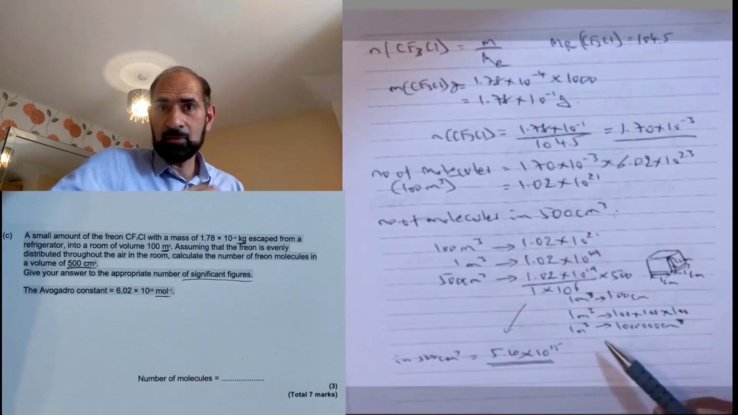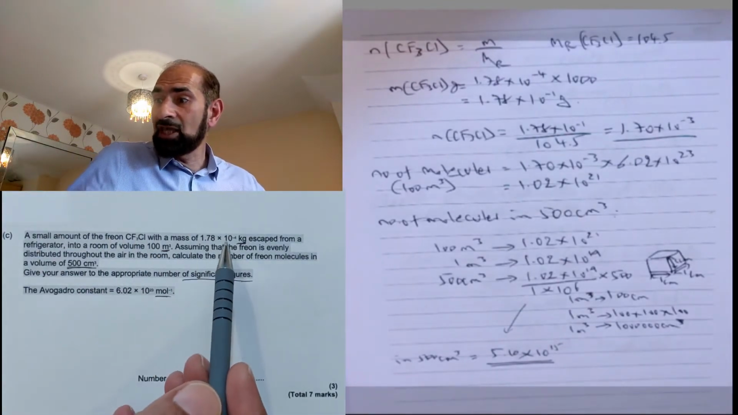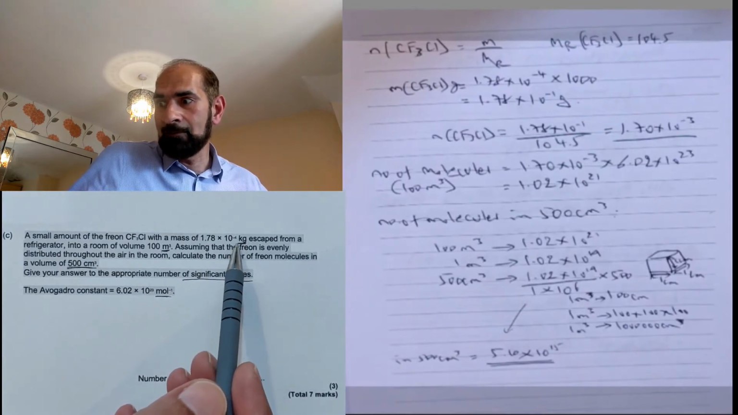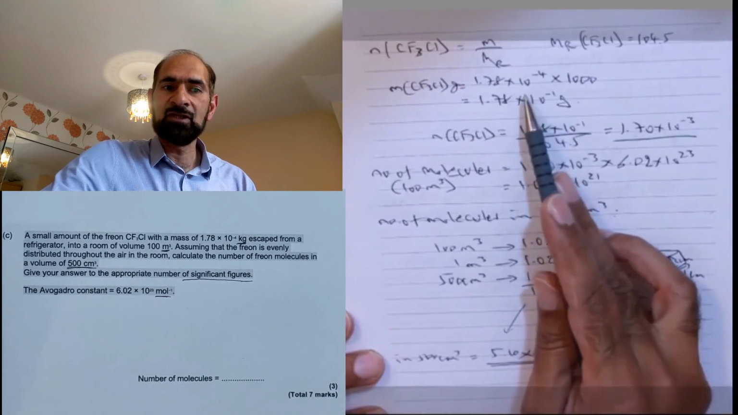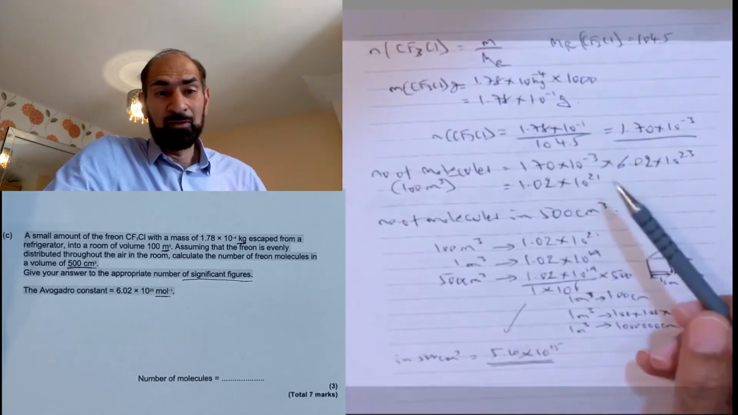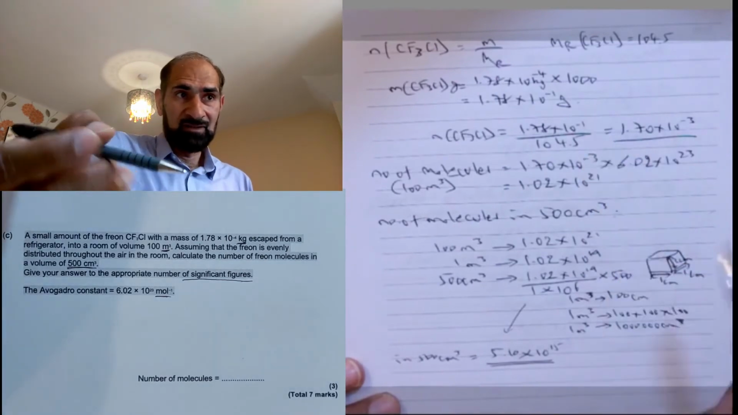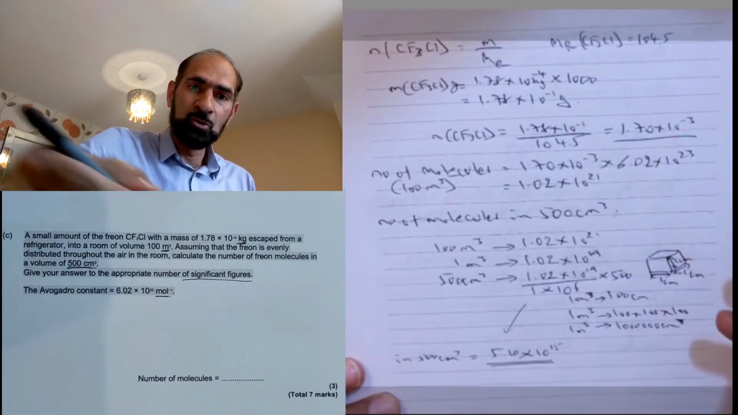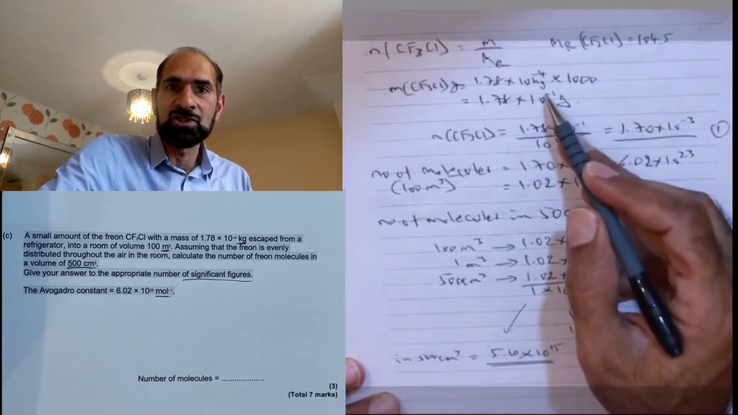The other place where they often go wrong, and this is a common mistake in this particular question, is where they forget to change the mass from kilograms to grams to work out moles, right? And what that means is that they will lose this mark here. Obviously, I'm going to give myself a mark, but they will lose this mark because they've not changed the kilograms.